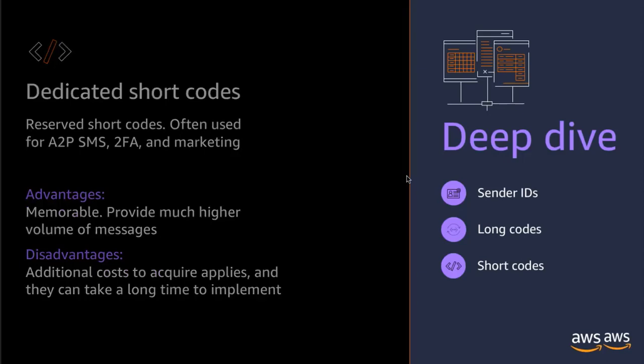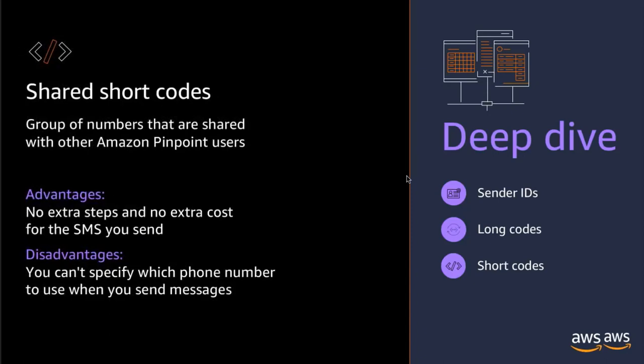And then the fourth, and this is really a subset of dedicated short codes, is shared short codes. So this is a group of numbers that are shared with other Amazon Pinpoint users. So the advantage to you is there's no extra steps and no extra cost. However, some of the disadvantages is you can't specify which number to use when you send your SMS.